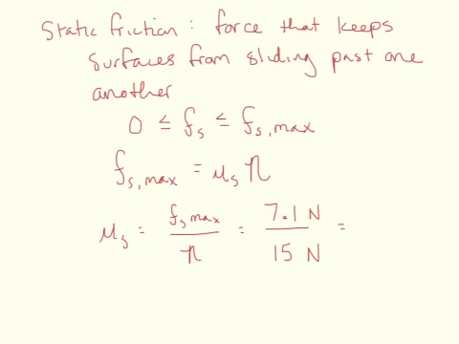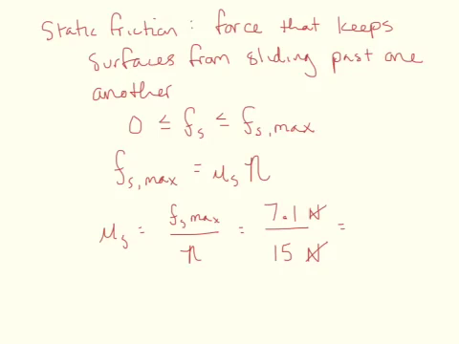And you'll notice that the newtons cancel out. And so because the coefficient of static friction is a ratio of two forces, the value actually won't have any units. And if we calculate that value, we get 7.1 divided by 15, which would be a little less than 1/2. Let me calculate the exact value.